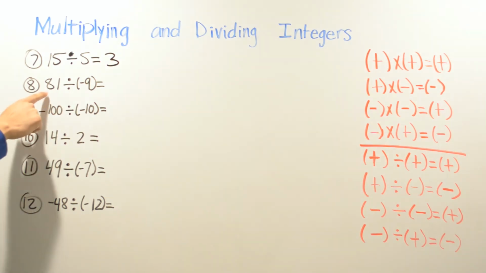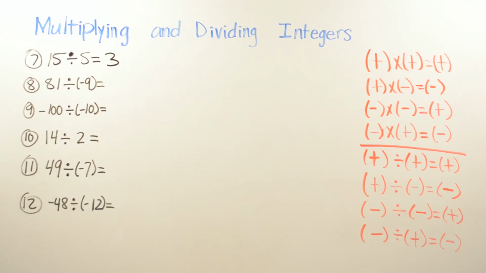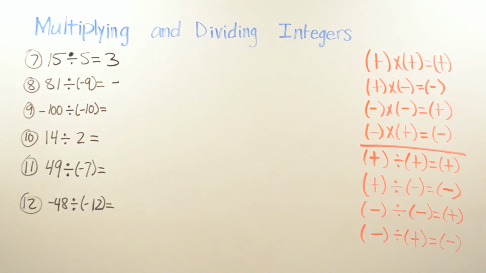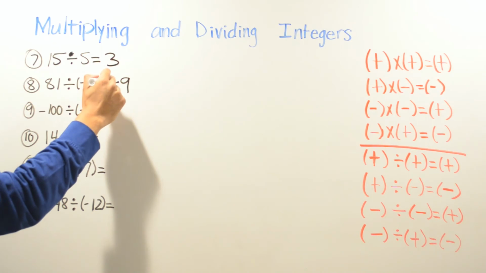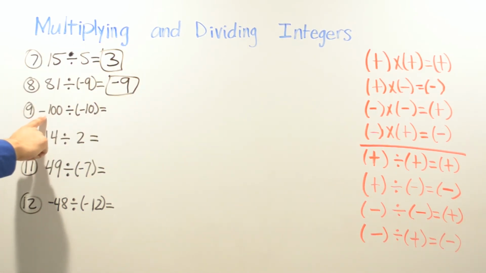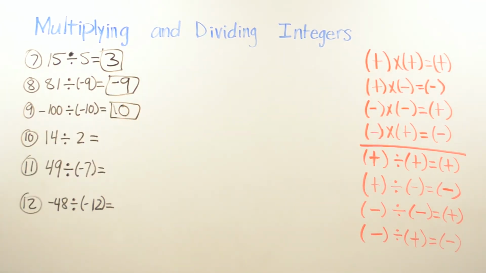Then we have 81 as a positive divided by a negative 9. So remember, a positive divided by a negative is going to give us a negative. So 9 goes into 81 9 times. So our answer is negative 9. And then we have a negative divided by a negative. If we look on the right hand side, that means that we should have an answer as a positive. 10 goes into 100 10 times, so our answer is 10.